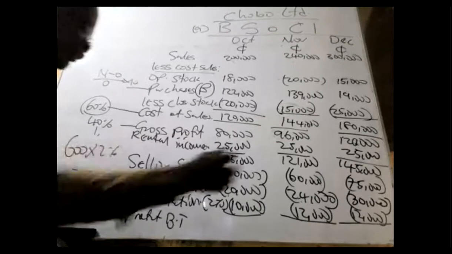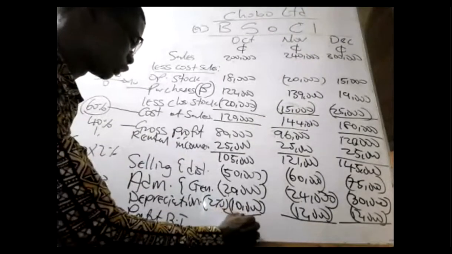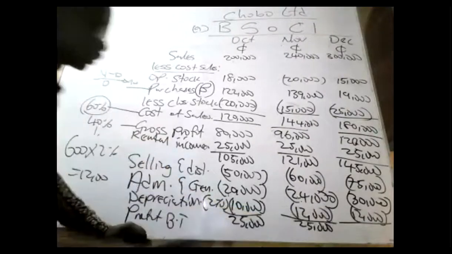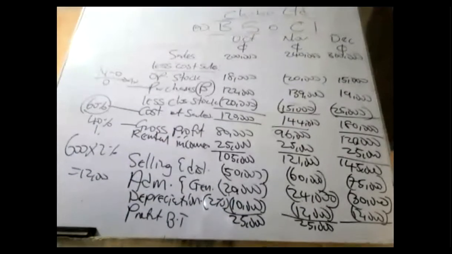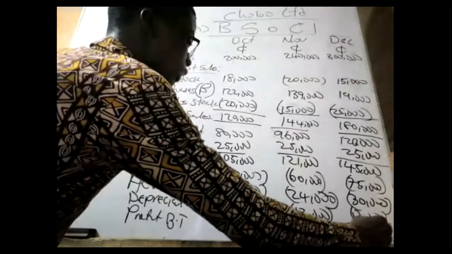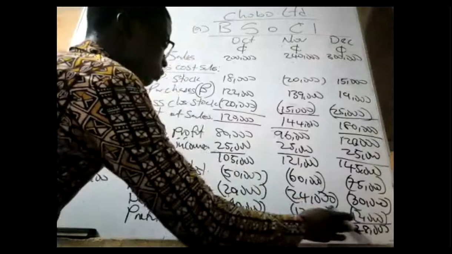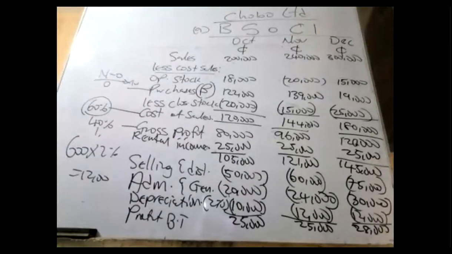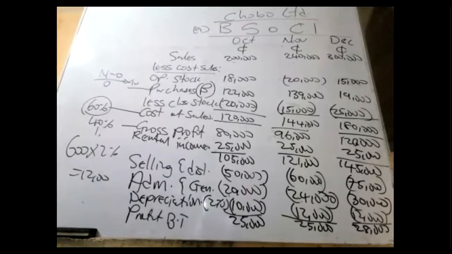This is 25,000. I get this one to be 25,000. But the other one is going to be 28,000. They don't do that in the exam, so guessing is not good. Okay, so basically that is it.